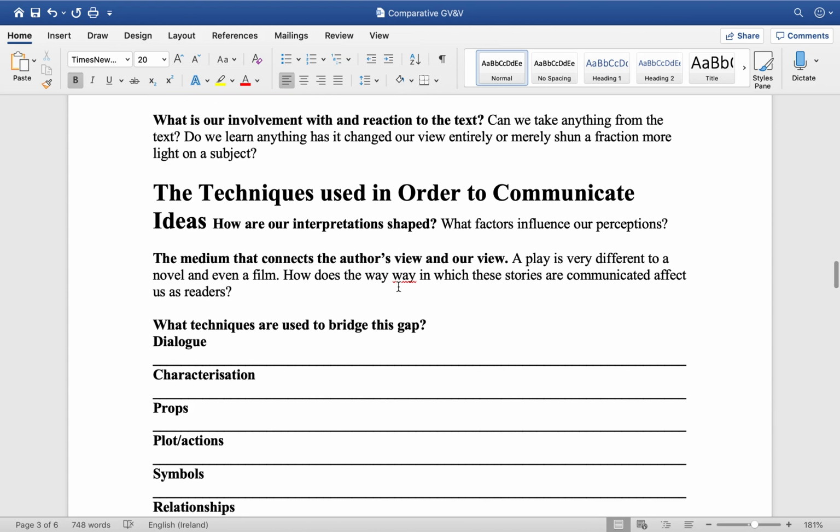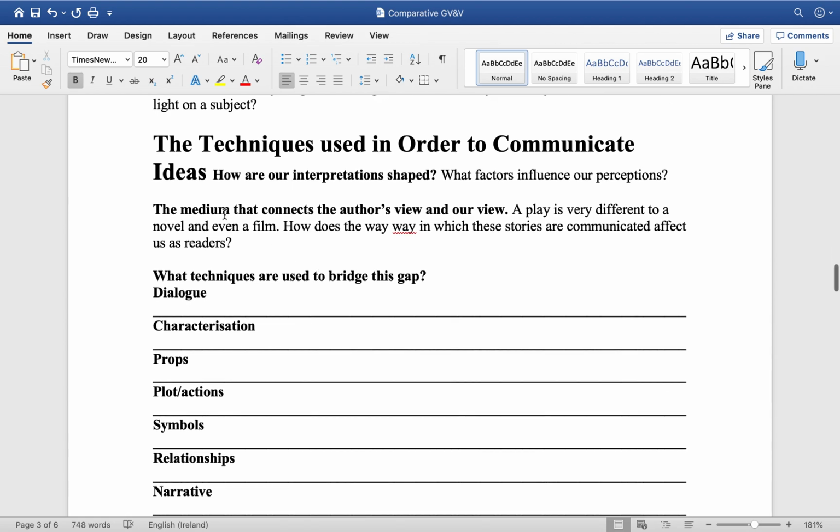And then the final aspect of general vision and viewpoint are the techniques, the ways that the author communicates their idea to the reader. So how do they throw us the ball? Yes, they throw us the ball, but how do they do it? And do we catch the ball, or do we catch something else entirely? Okay? So the medium that connects the author's view and our view.